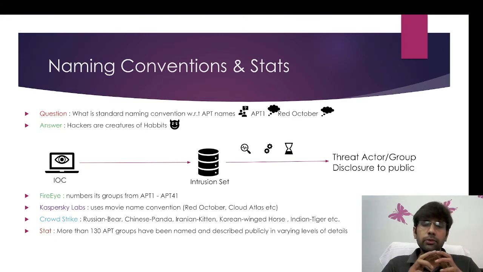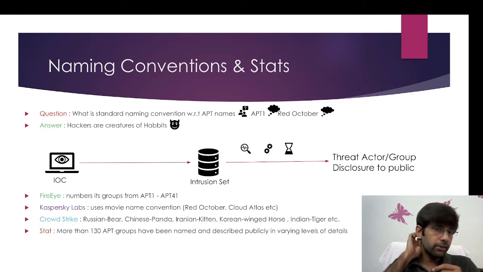Security firms do this work, and they follow different naming conventions for these intrusion sets. FireEye has numbered its groups from APT 1 to 41, and they do this deliberately because their APT research is purely based on the technical perspective, and they don't see a political interest in the attribution process. Kaspersky also stands on the same thing, being non-political, and they name their APT groups after famous movie names like Cloud Atlas, Red October, etc.